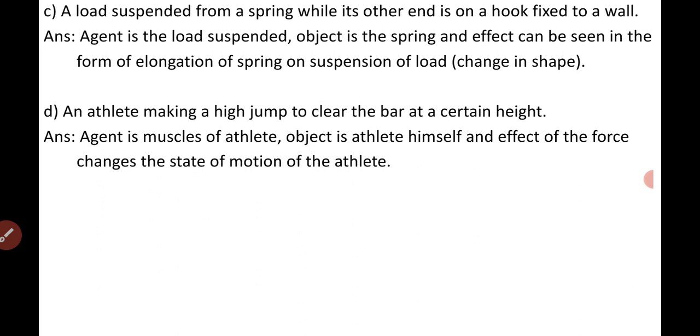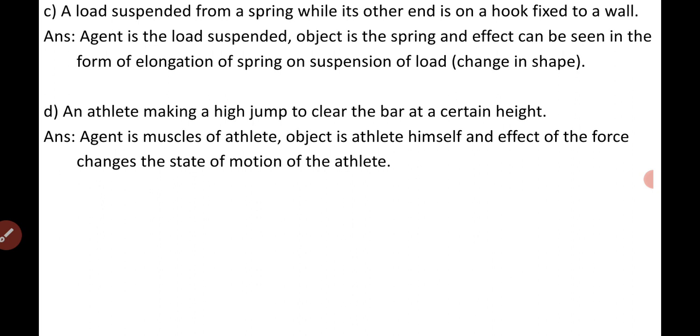So the agent is the load suspended. And where is the force acting? The force is acting on the spring. Object is what? Spring then. And what is the effect of the force in the spring? The effect can be seen in the form of elongation of the spring on suspension of load. That is, there will be again change in the shape of the spring. So the answer, agent is the load suspended, object is the spring, and the effect can be seen in the form of elongation of spring on suspension of load. That is, there will be change in the shape of the spring.